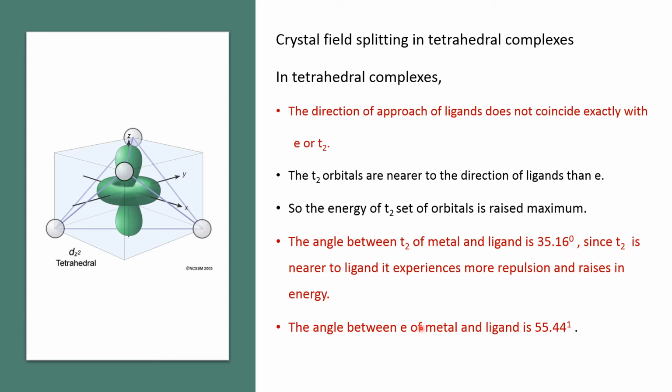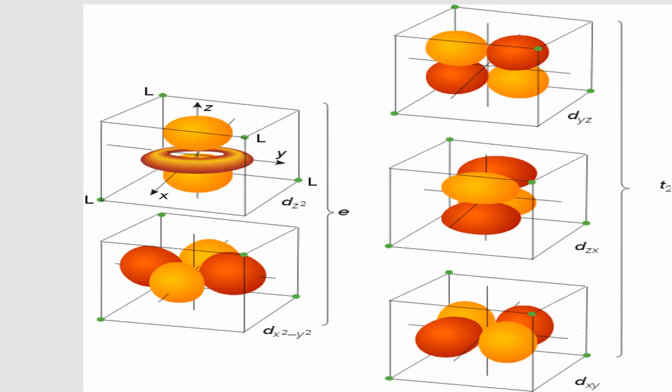Since the angle between the E orbital, that is Eg in your terms, the E d orbital of the metal, and the ligand is 55.44. Therefore, with this angle orientation, we can say that T2 orbitals are nearer to the ligands. That means the T2 orbitals will experience more electrostatic interaction and they will rise in energy, which is the reverse of octahedral splitting.